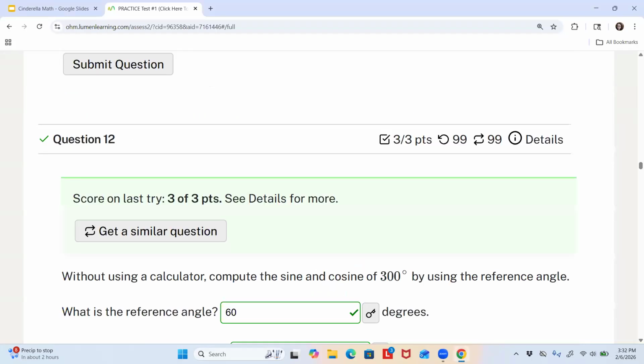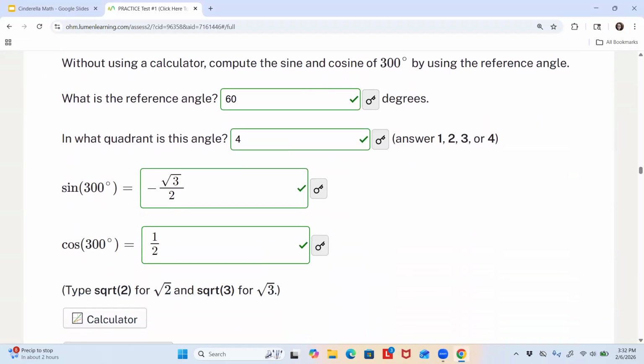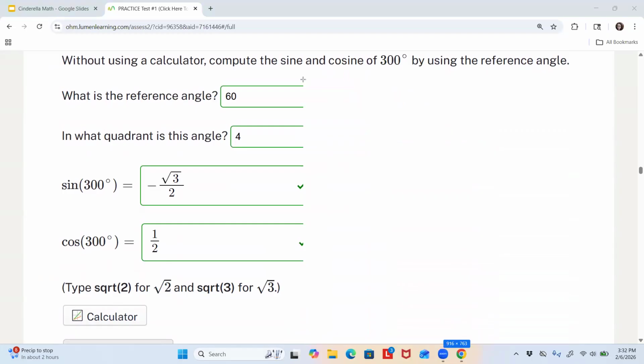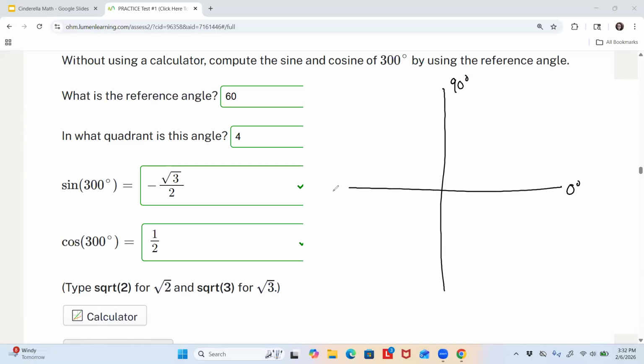Number 12. This one is pure trigonometry. I would not even call this calculus, honestly. So it says without using a calculator, even though that calculator button is there, we want the exact values of sine and cosine of 300. Okay, if your unit circle knowledge is strong, this is a very easy question. So we are in degrees. So you know this is 0 degrees, 90, 180, 270, and all the way back around is 360. Well, we're at 300. So that's just a smidge past 270. So here we are.